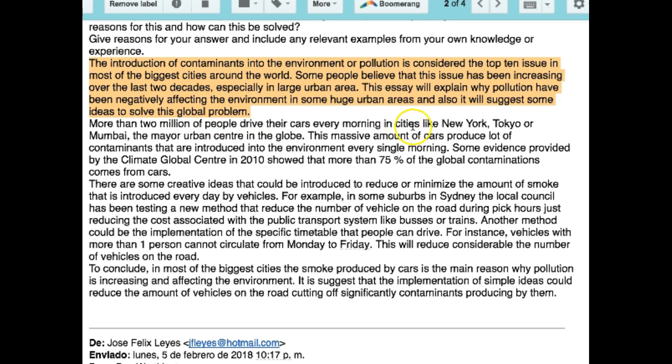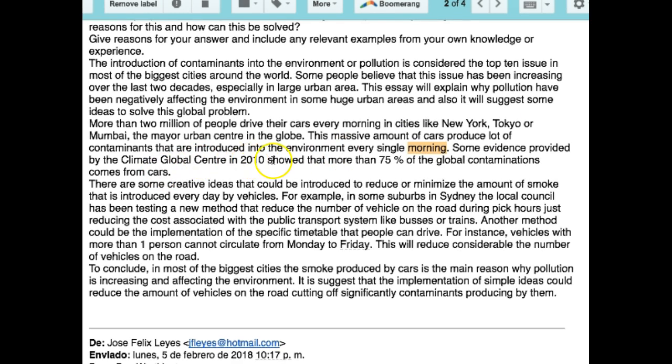More than 2 million people drive their cars every morning in cities like New York, Tokyo, or Mumbai. The major, with a J, urban centers in the globe. Okay, and other major urban centers. Full stop. We don't need in the globe because it's quite obvious. Also, be careful. That's Spanish and that's Spanish. This amount of cars produces a lot of contaminants that are introduced into the environment every single day. Of course, it does happen in the morning, but it happens at lunch. It happens in the evening when they return back. So just every single day.